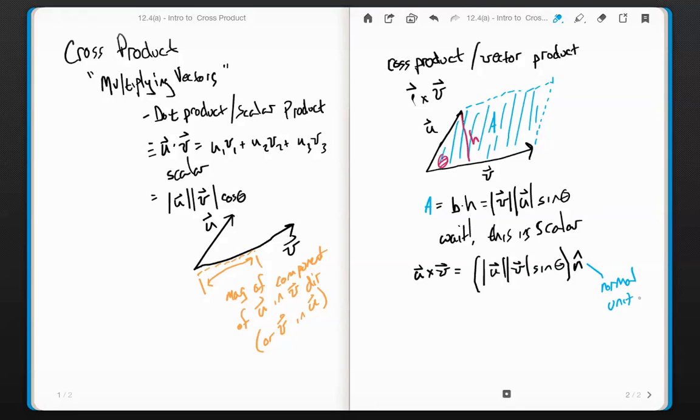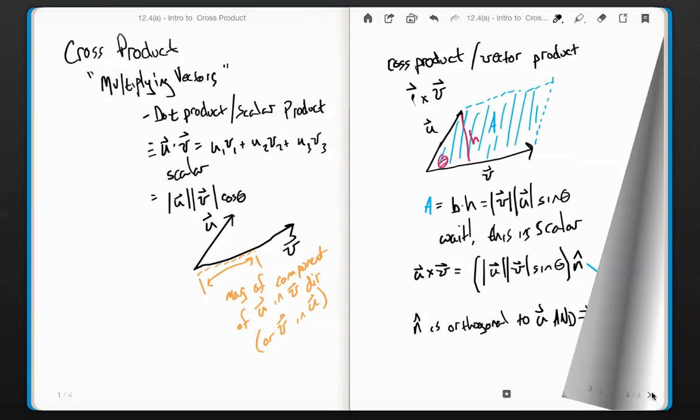Normal unit vector, like that. And what that is, n hat, is orthogonal to u and v. It's orthogonal to both. So the question is, how many are there? So I had a nice little drawing ready to go, but it's not going to fit on this page, so I'll do it over here. So how many normal vectors are possible?